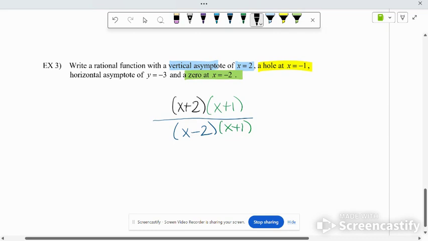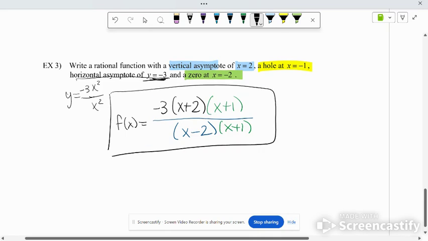And lastly, the horizontal asymptote of y equals -3, that means I have to have the same degree on the top and the bottom. And then the ratio of my leading coefficients has to be -3/1. So I'm going to go ahead and put a -3 in front. And I'm going to say this is my equation of that rational function. You can always type that in on your graphing calculator and just see if it fits all of those different pieces of information. And if it does, it fits the bill, you're good.